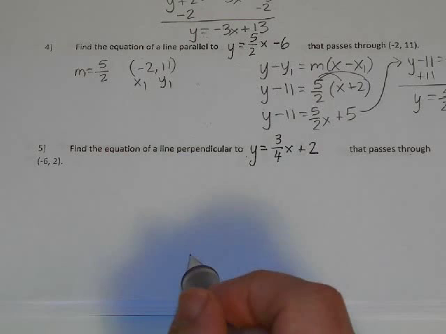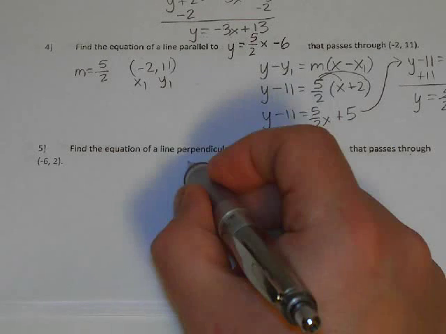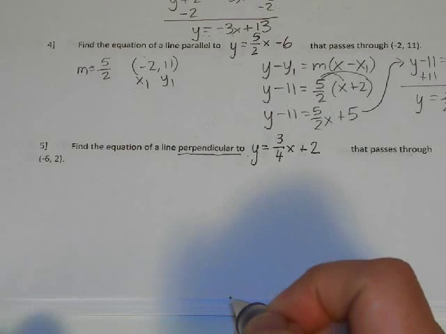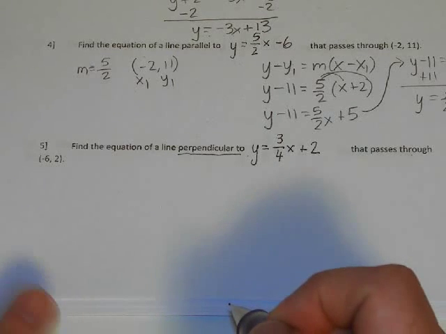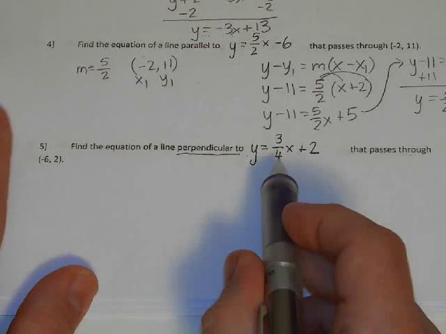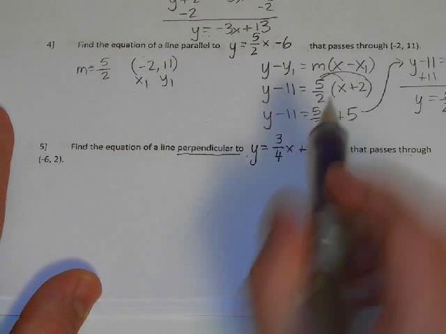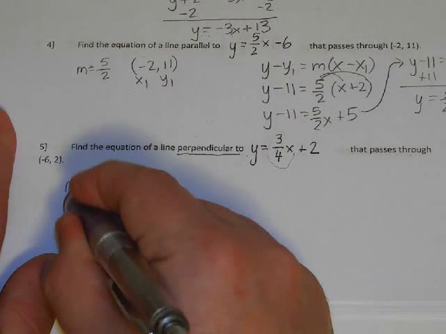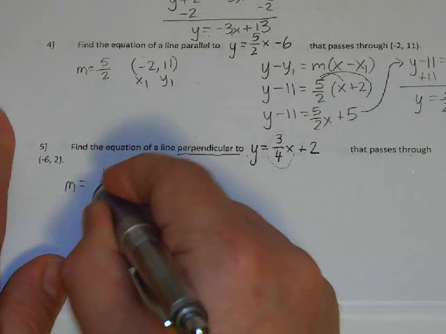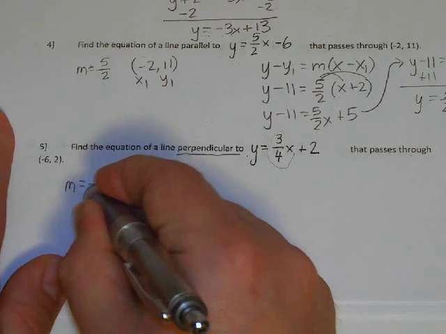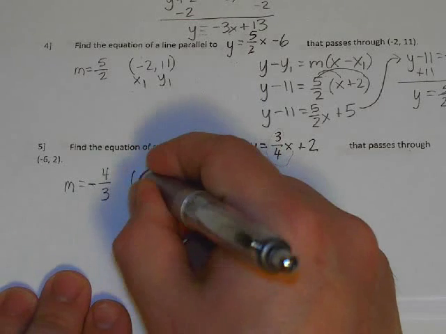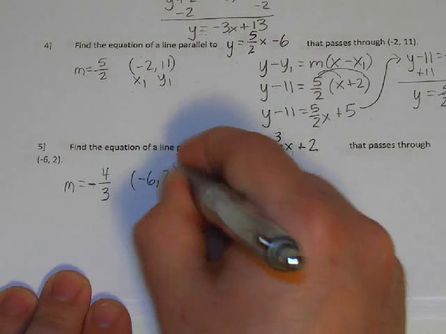Number 5, instead of looking for the equation of a line parallel, it's for a line perpendicular. So remember that perpendicular slopes multiply to -1, and they're opposite reciprocals of each other. So the slope of this line is 3/4. So if I take the reciprocal, I get 4/3, and to make it opposite, I change the sign to negative. So the slope of the line we're looking for is -4/3, and it does go through the point -6, 2.